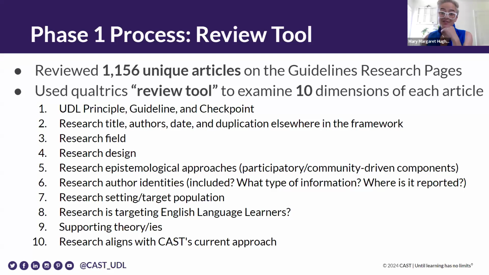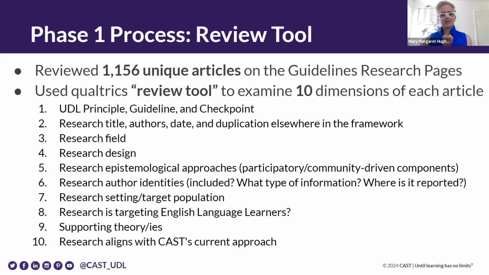I reviewed 1,156 unique titles in the UDL Guidelines 2.2 research, but roughly 300 of those were used multiple times in multiple places across the framework. These duplicates, just so you keep in mind, and I'll mention this a couple other times, were counted as many times and in as many places as they came up. A handful of them were used as many as 5 times.